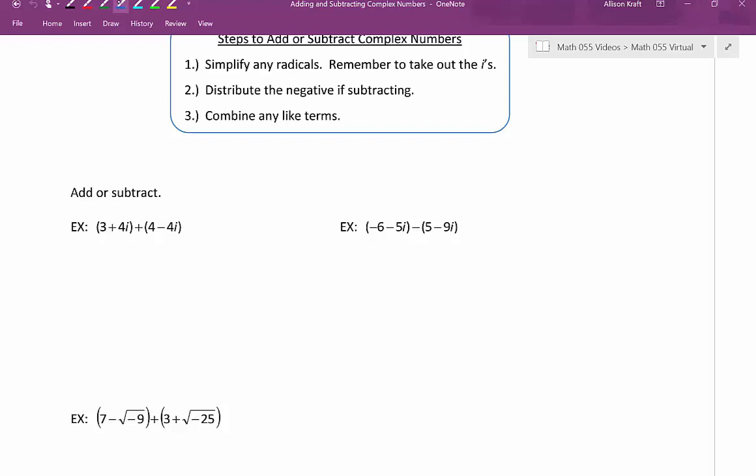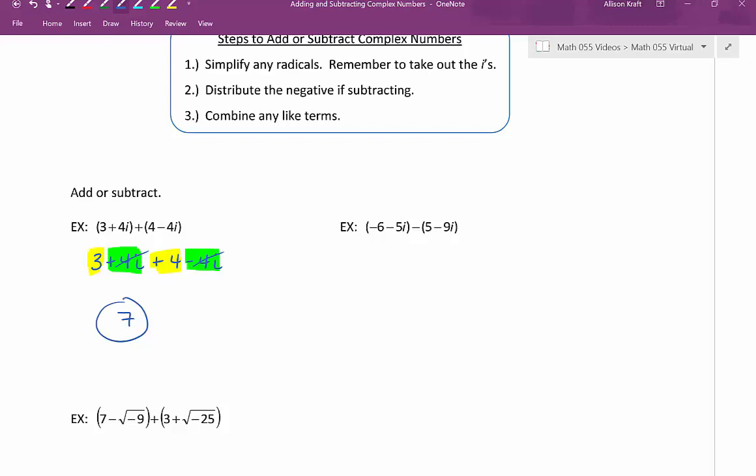Since we're adding and we don't have any radicals to simplify, we can just drop our parentheses and combine like terms. I have real numbers that I can combine, and I have imaginary numbers that I can combine. 3 plus 4 is 7, and a positive 4i minus 4i, well, those just cancel out. When we combine, we get an answer of 7.